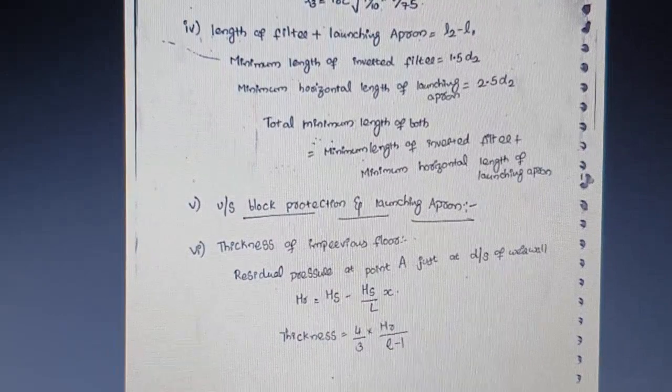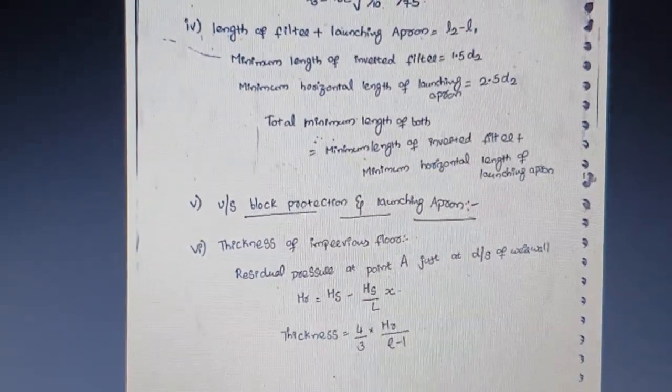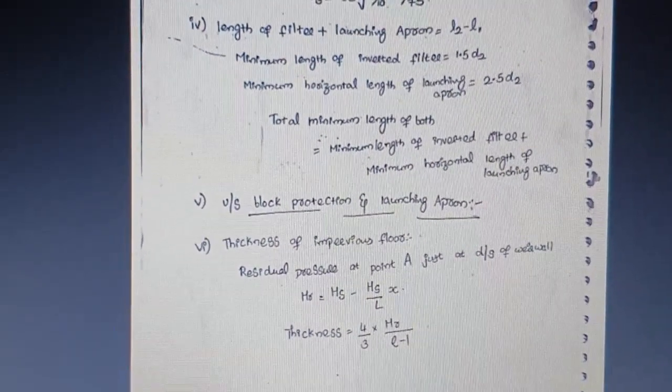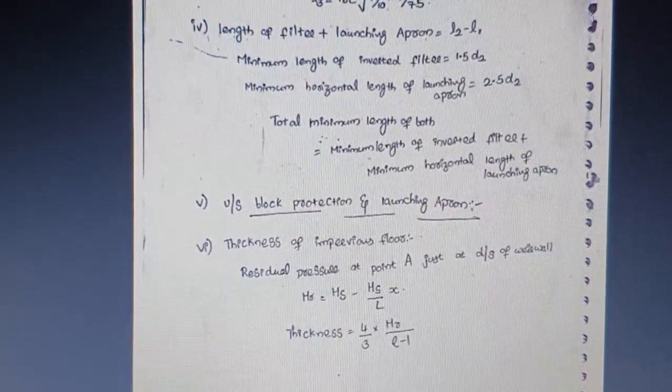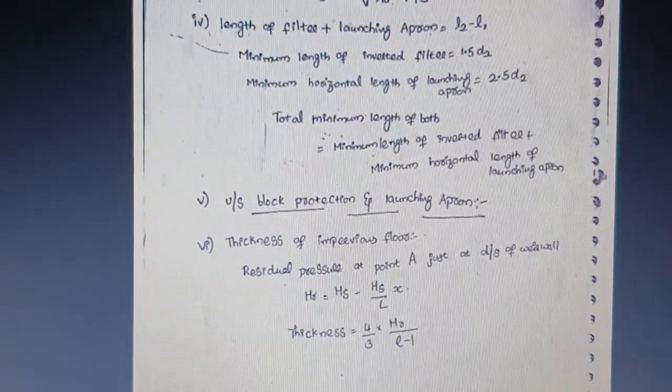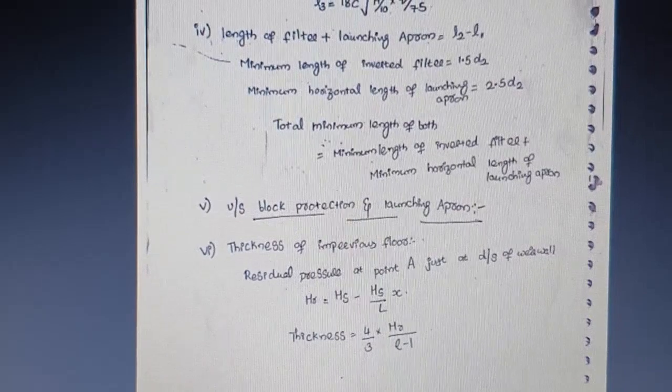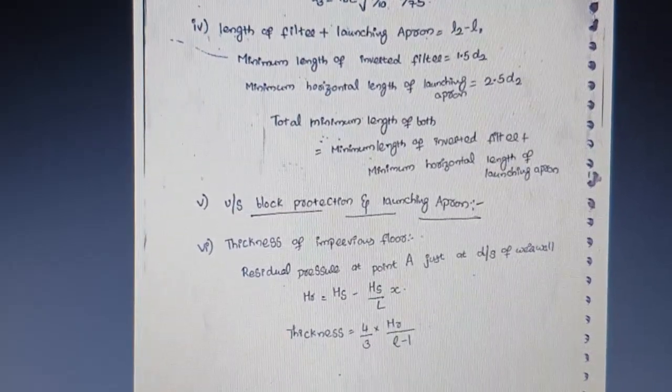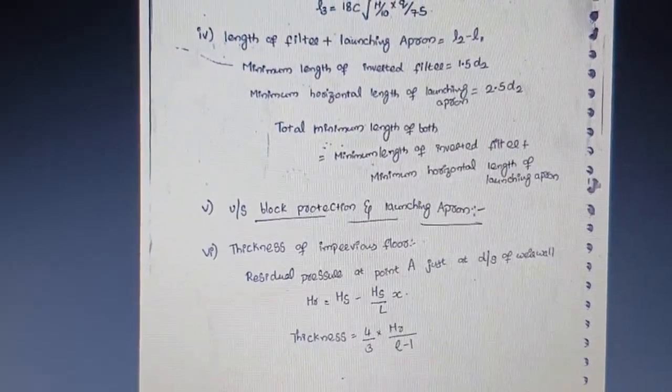The last step in designing of the vertical drop weir is thickness of the impervious floor against the residual pressure, which is HR is equal to HS minus HS by L into X, and thickness you will be getting, which is 4 by 3 into HR by (rho minus 1).